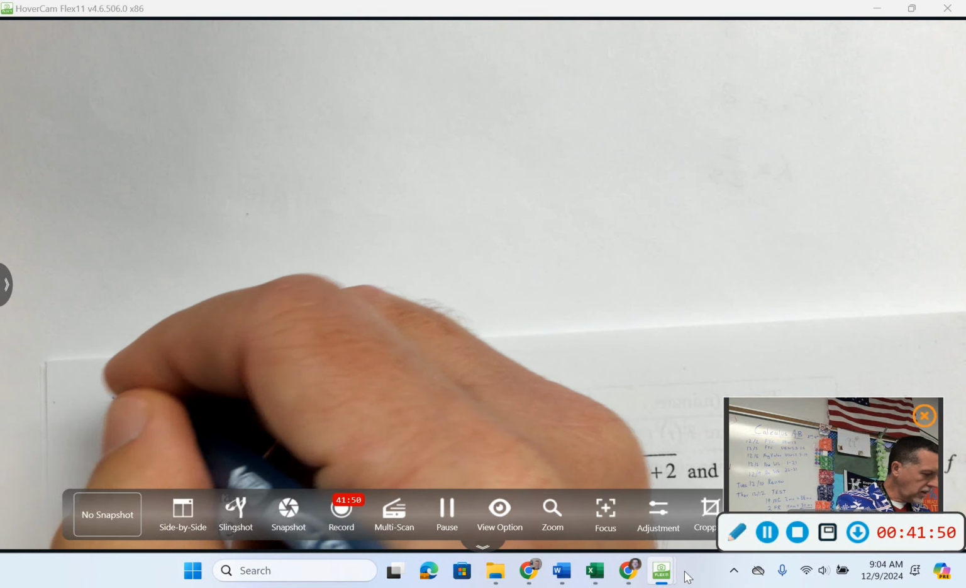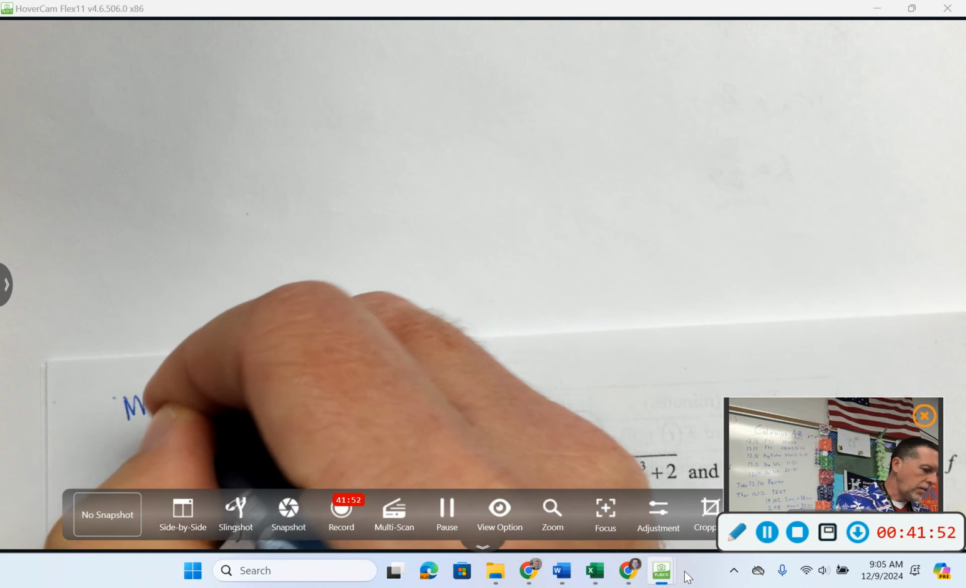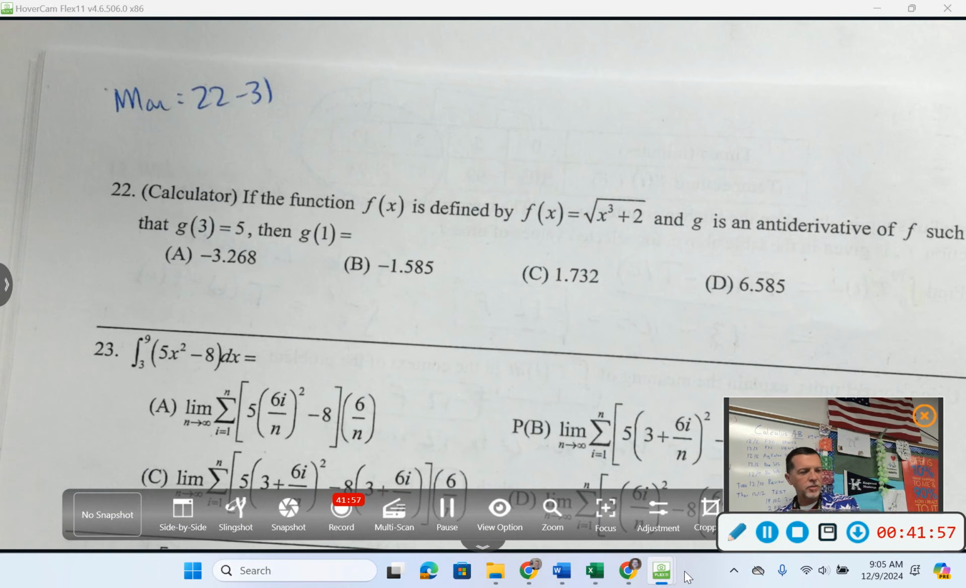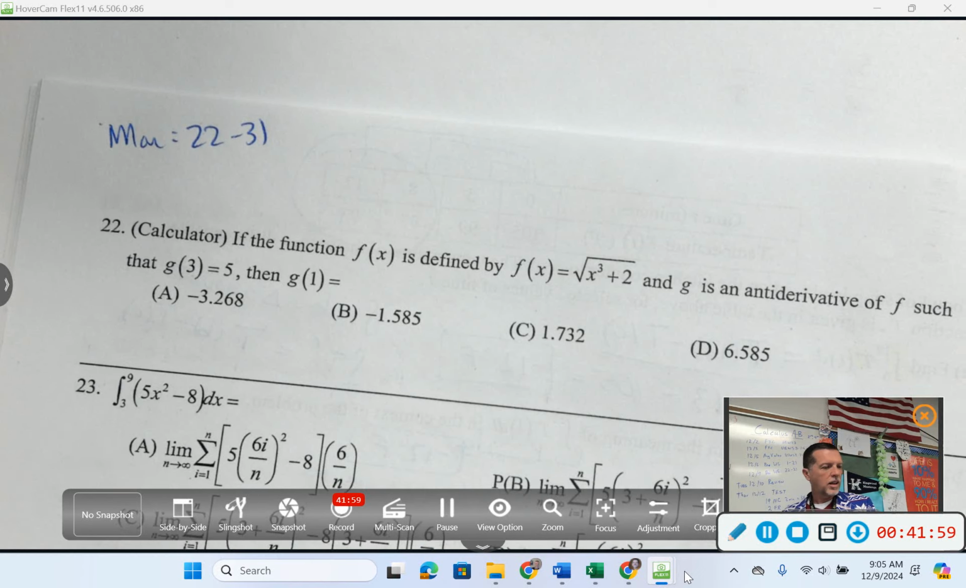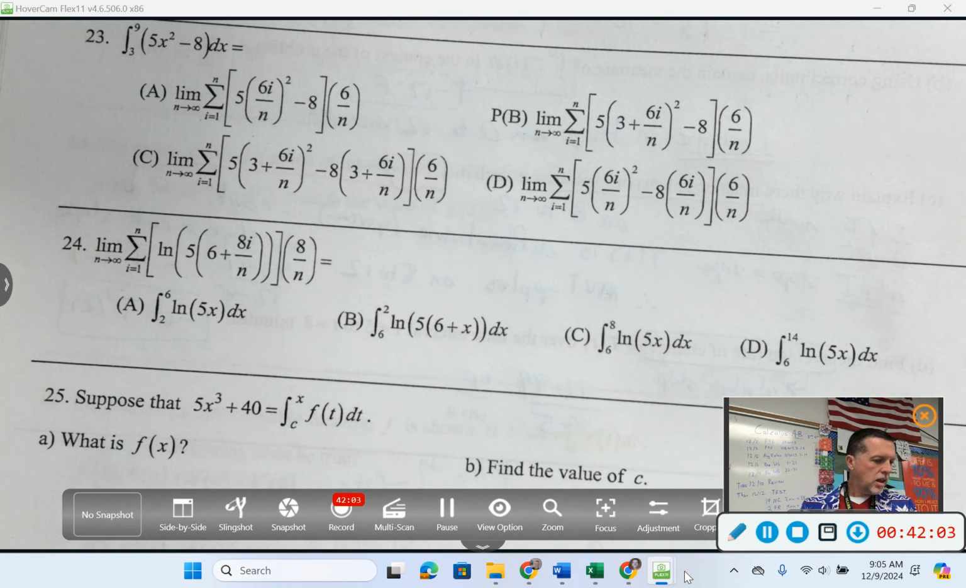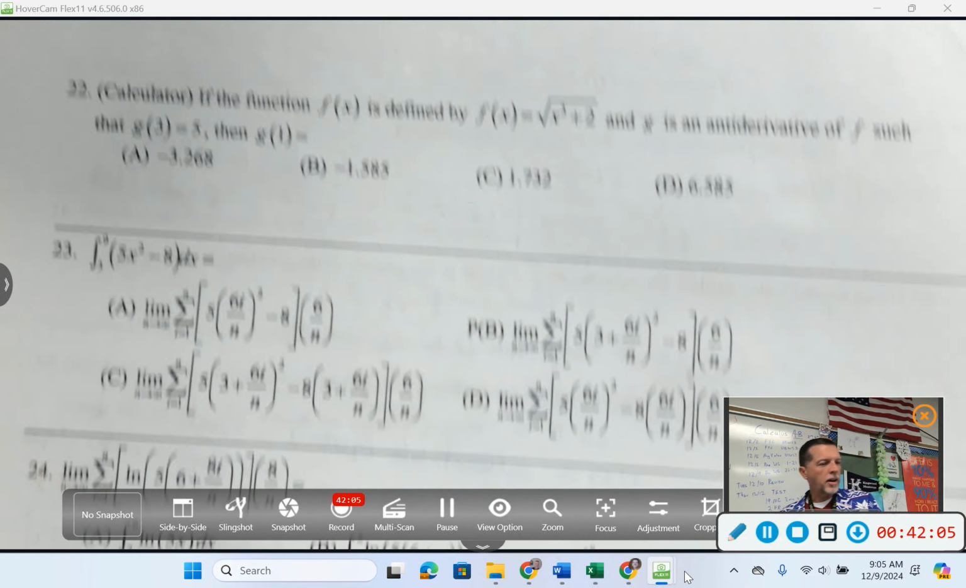Your assignment, Monday's assignment, is 22 to 31. Tomorrow I'll work some of 22 to 31. There's a couple of throwback questions in there. And then we'll be ready to test on block day.